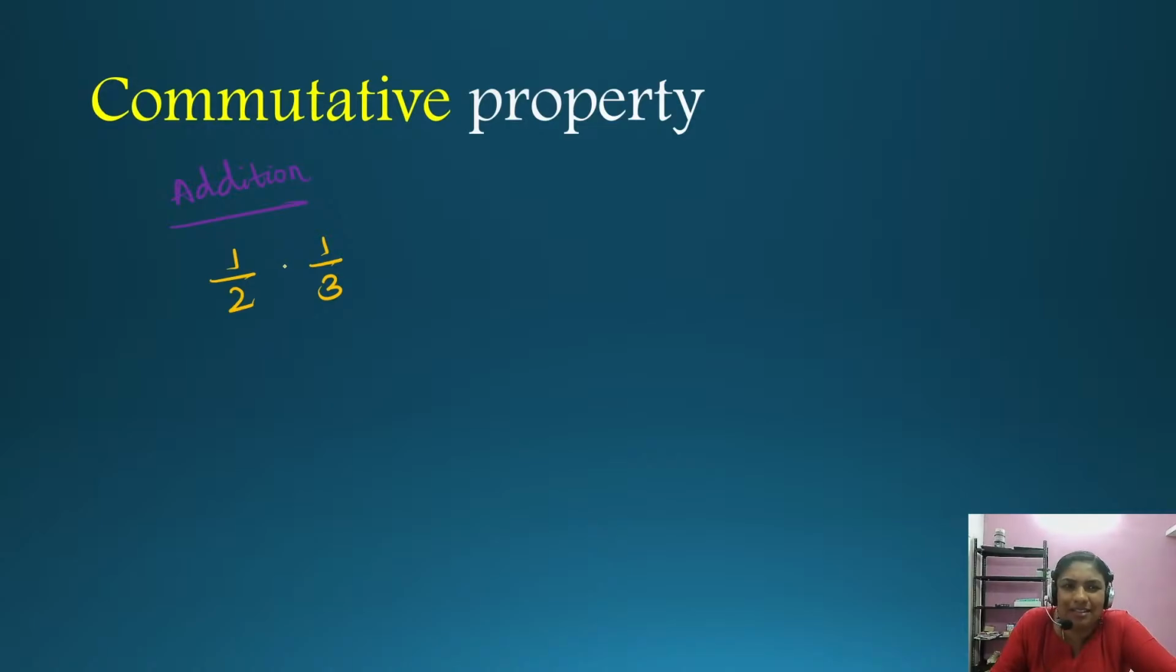So that's why I'm taking simple rational numbers. 1 by 2 and 1 by 3. So when you add these two, what will you get? 1 into 3 is 3, plus 1 into 2 is 2, and 2 threes are 6. 3 plus 2 by 6, which is equal to 5 by 6.